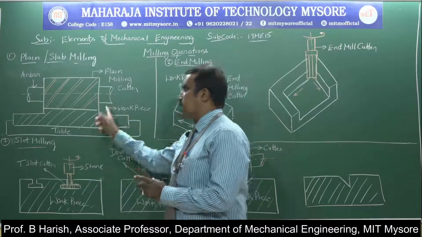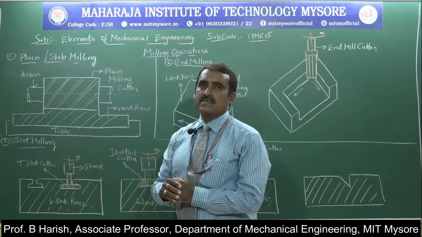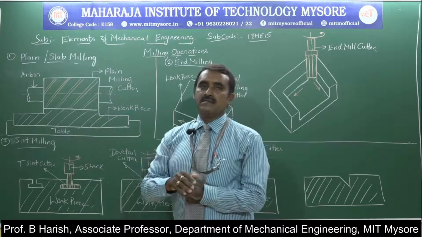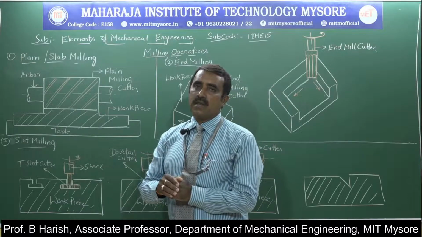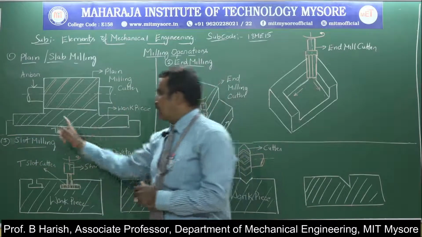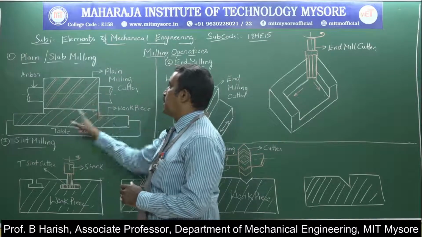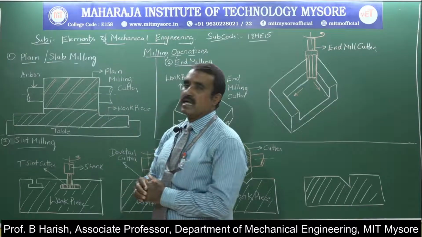You can observe the sketch for this operation. The spindle axis is horizontal, which means it is performed on a horizontal milling machine. This is the table. On the table the workpiece is fixed, this is the workpiece, and this is the tool. The tool is called a plain milling cutter.